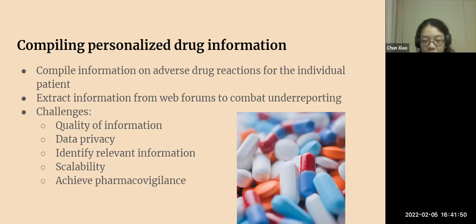And fifth is how to achieve pharmacovigilance, how to make sure that people know what drugs they have and what adverse effects they can encounter with these drugs.